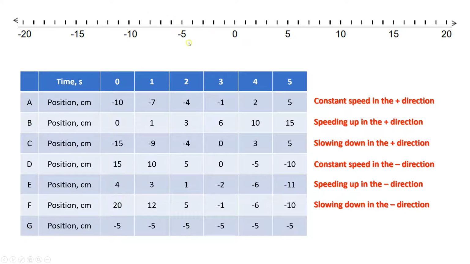Object G is seated at the -5 centimeter mark and stays there. We call this at rest. It has a speed of 0.